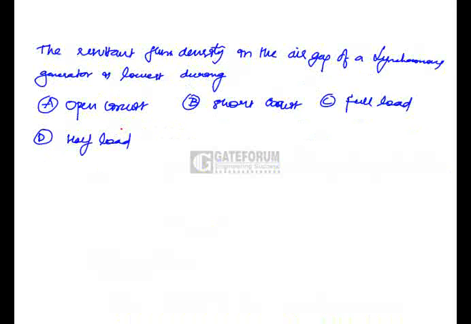Flux density in the air gap of a synchronous generator is lowest during. Okay, now induced EMF E is directly proportional to air gap flux density, that is Bmax. Now this Bmax is directly proportional to V by f. Now in open circuit test we have rated voltage, so Bmax is high in open circuit case.